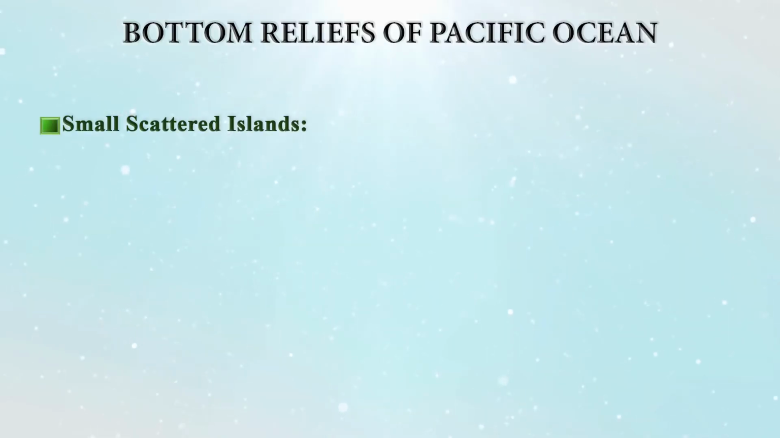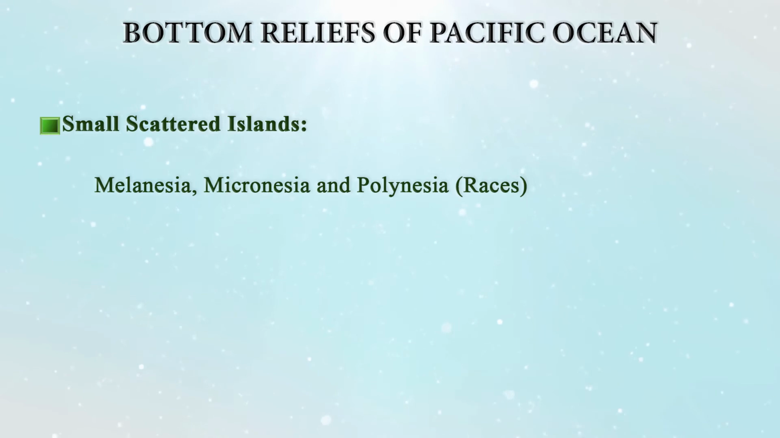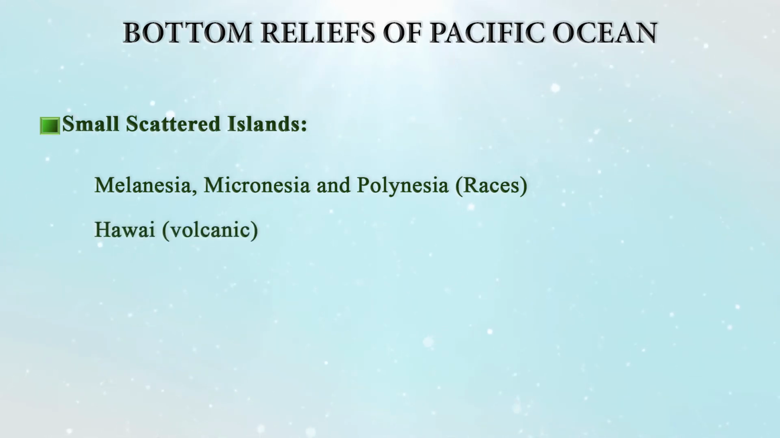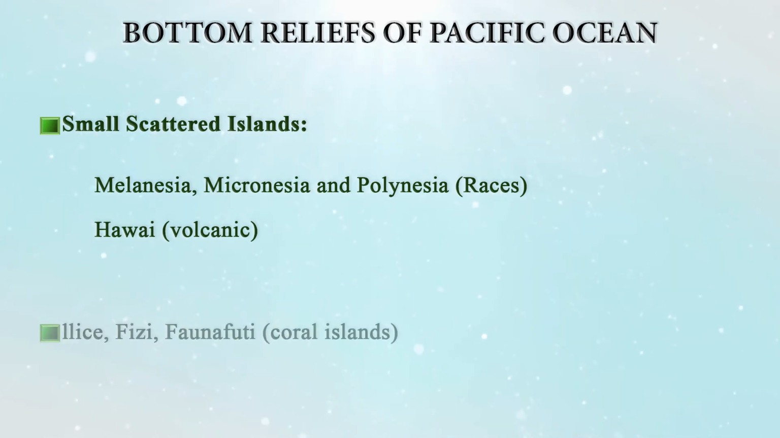There are several small scattered islands also in the Pacific Ocean. Some are classified on the basis of races, like Melanesia, Micronesia, Polynesia. Some are classified on the basis of their volcanic origin or activity, like the Hawaii Islands, and some are coral islands like Ellis, Fiji, Funafuti, etc.